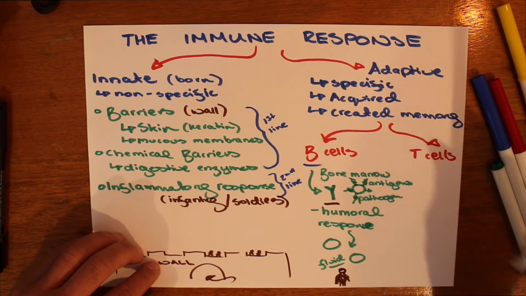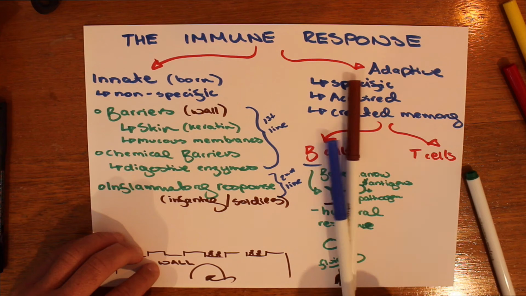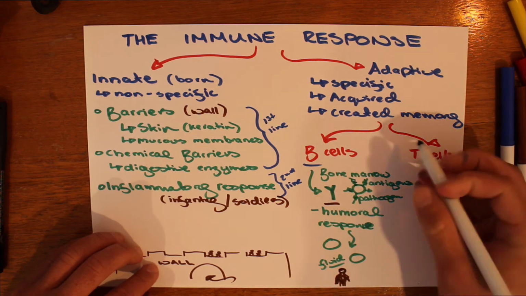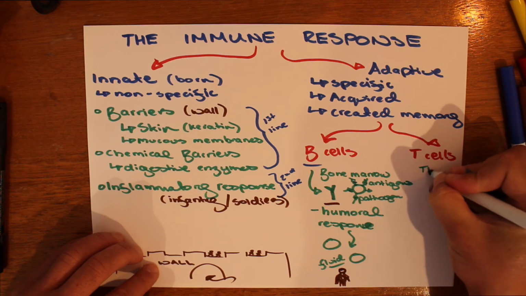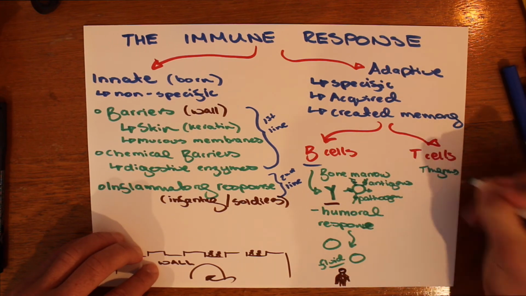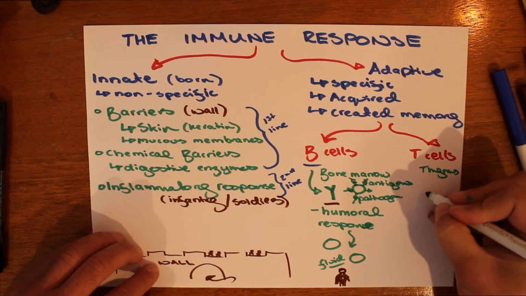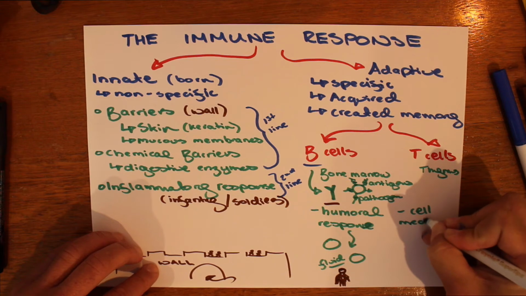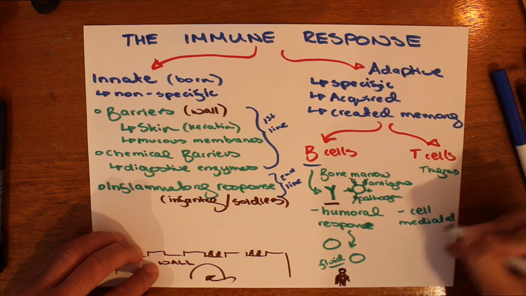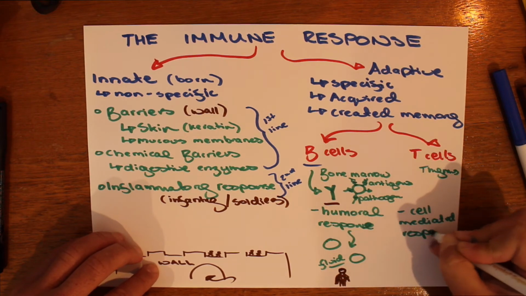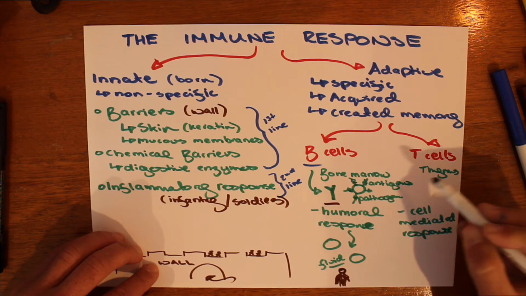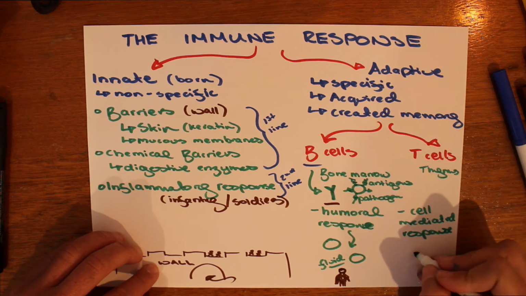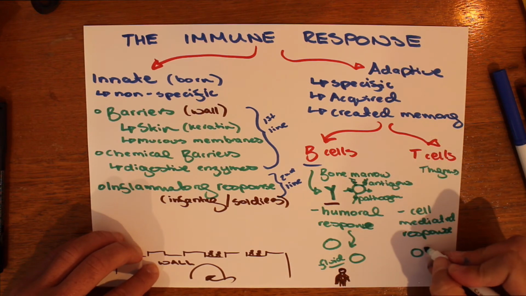Over here we have the T cells, and they're called T cells because they are made, let's go green again, they are made in the thymus. And what they do is it's called the cell mediated response.